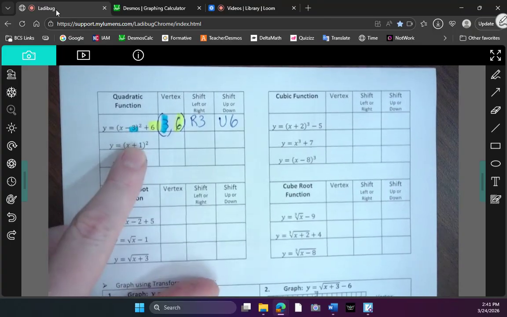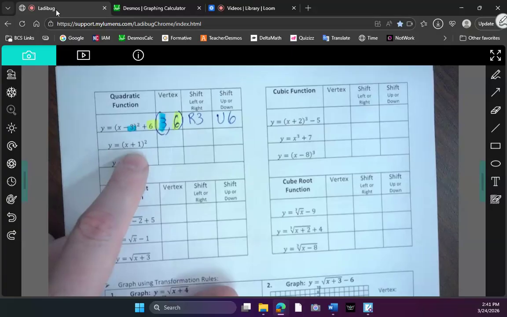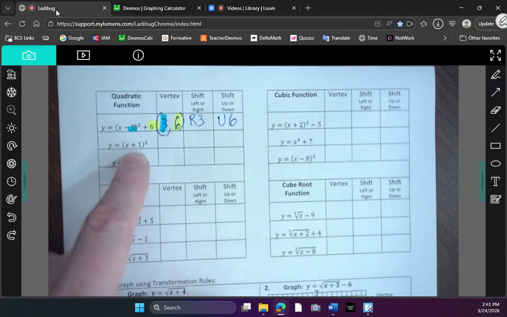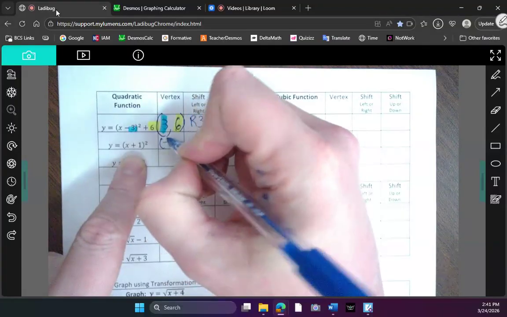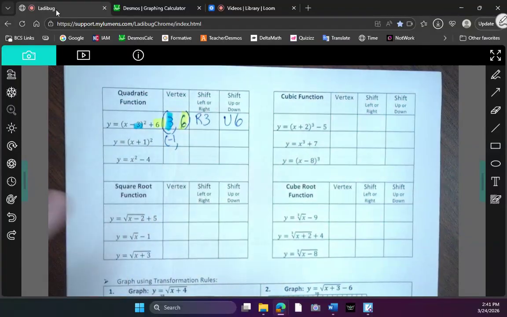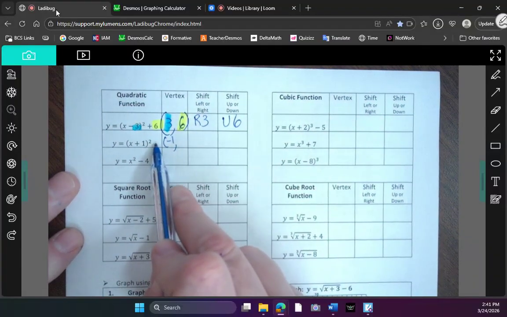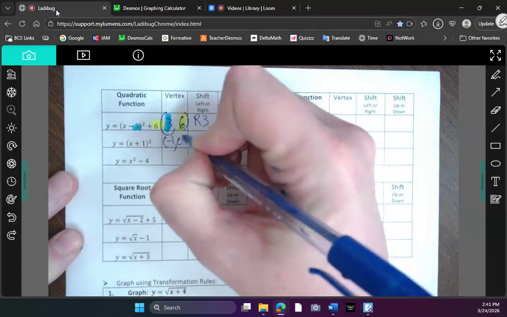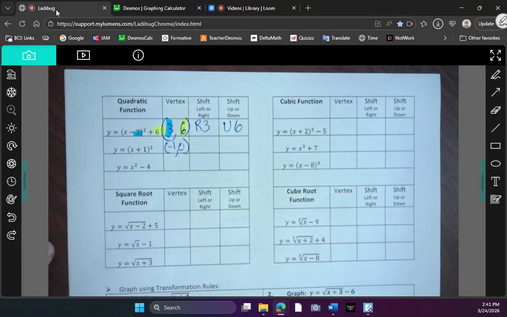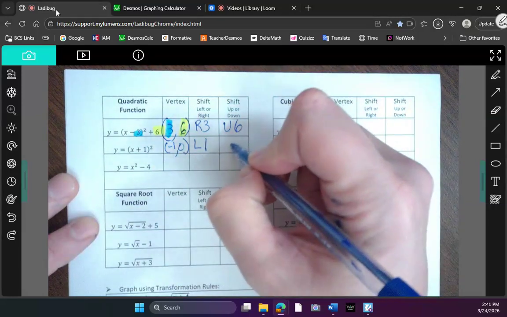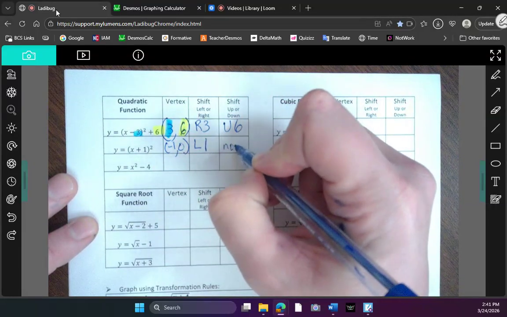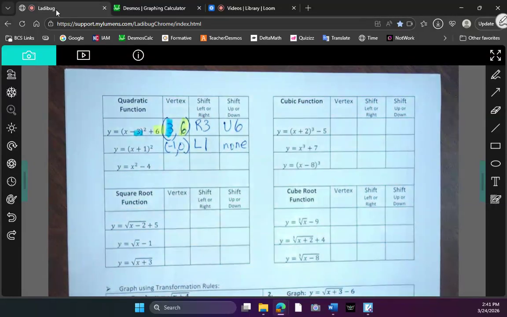Okay, with this one, our vertex is going to be the opposite of positive 1, just like this was the opposite of negative 3. So this is going to be negative 1, and there is no value added or subtracted out here. That means our y-coordinate is going to be 0. So this is going to be left 1, and there is no vertical shift up or down.